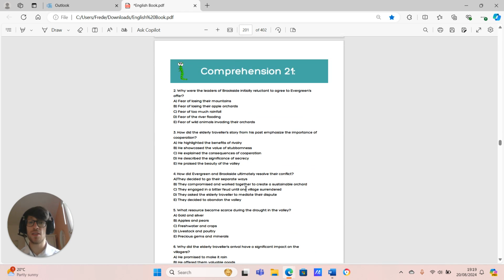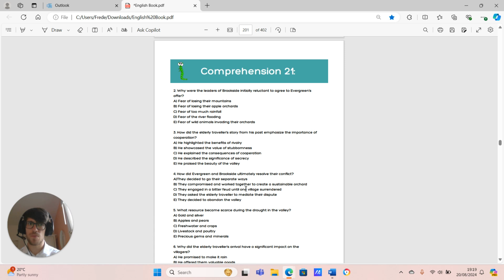Why were the leaders of Brookside initially reluctant to agree to Evergreen's offer? Now, we should remember this. We shouldn't have to look back. Evergreen and Brookside, the two places. Evergreen has something to offer. Brookside has something to offer. What was the trade that Evergreen suggested? We should be able to remember this. We should have paid enough attention. It was the reason for their conflict. This is an important point.